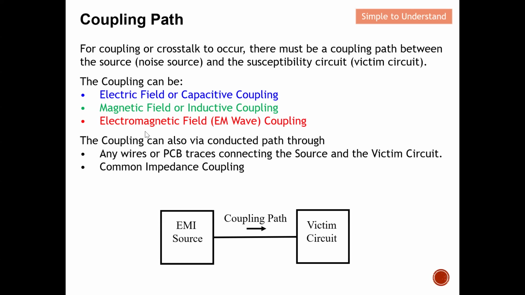However, keep this in mind: this coupling can also occur via any conducted path. In short, it can be any cable, power source, etc. Like it mentioned here, it can be any wire or even a PCB trace that connects the source and the victim. Another way is the common impedance coupling. Again, all this will be illustrated later on.